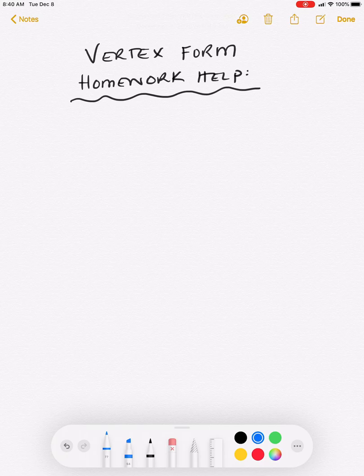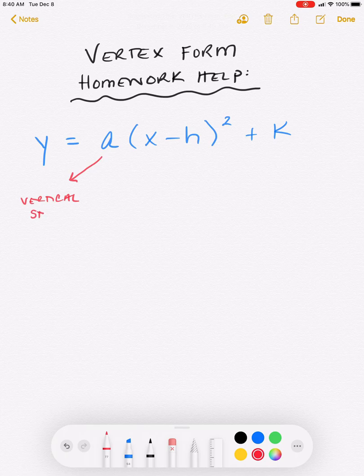All right, so here's what vertex form looks like. Vertex form looks like y equals a times quantity x minus h squared plus k. The first thing that we need to do is review what each piece of vertex form means. This a value right here is the vertical stretch or shrink. Not only does the a value affect the opening of the graph, but it also affects the width of the graph. We'll talk more specifically about that in a moment.